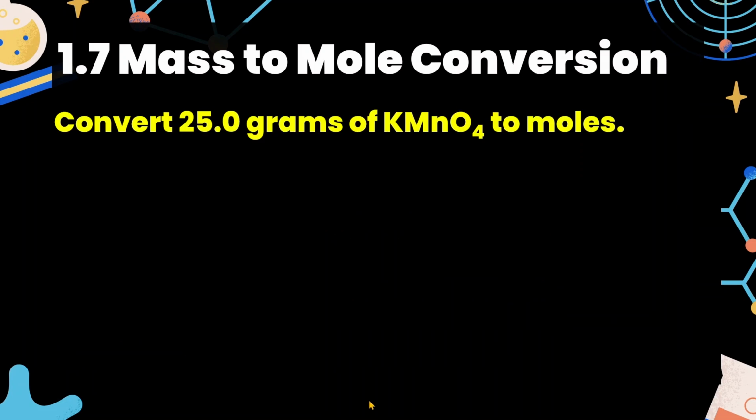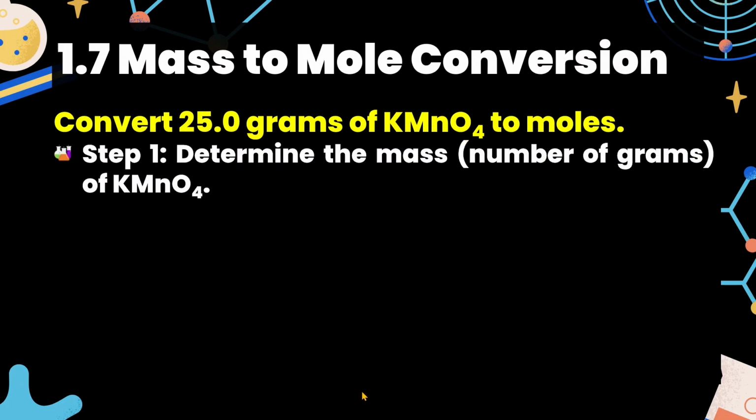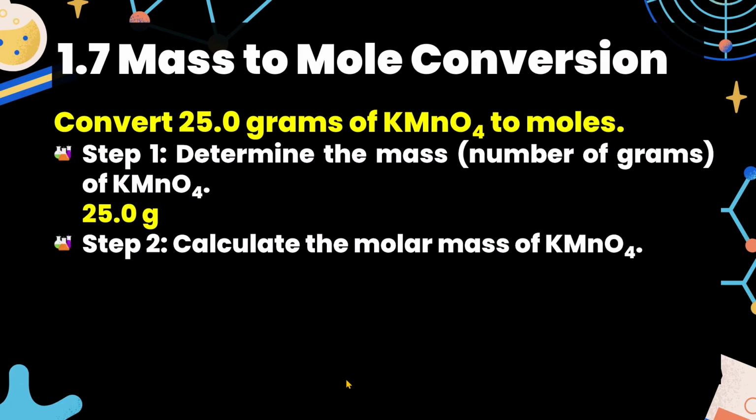Example, let's convert 25 grams of KMnO4, or potassium permanganate, to moles. Step number 1 is to determine the mass, the number of grams of potassium permanganate in the problem. This is already given in the problem, 25.0 grams. Step number 2, calculate the molar mass of potassium permanganate.